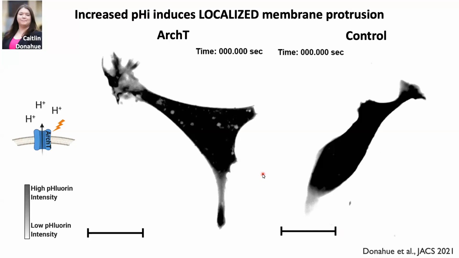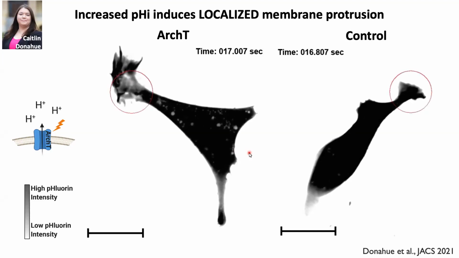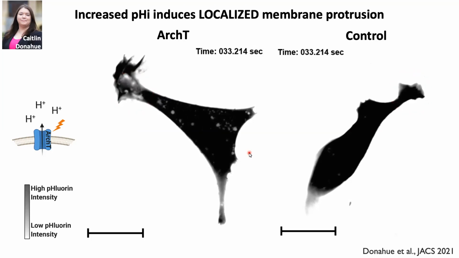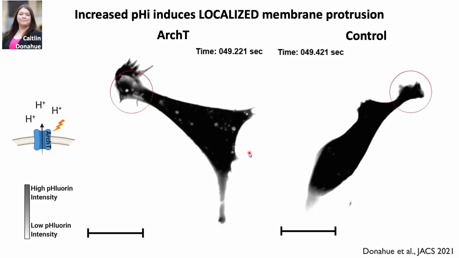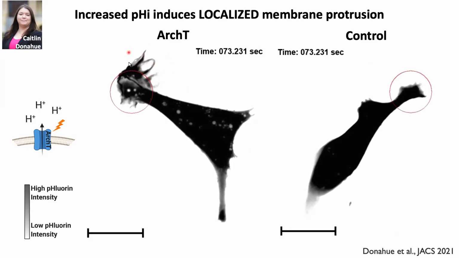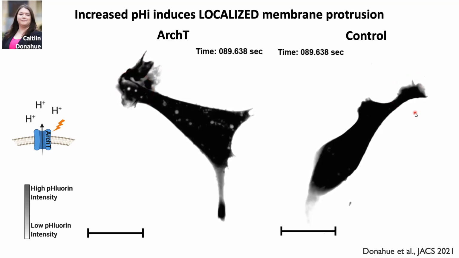So here I'm showing cells that Caitlin stimulated locally in the red circle, ArchT on the left and control cells on the right. What we noticed immediately is that pHi increases with ArchT drive increased membrane dynamics compared to the control. Surprisingly, those dynamics are local, with significant protrusion events just around and within that stimulation ROI, whereas the control cells are unaffected.